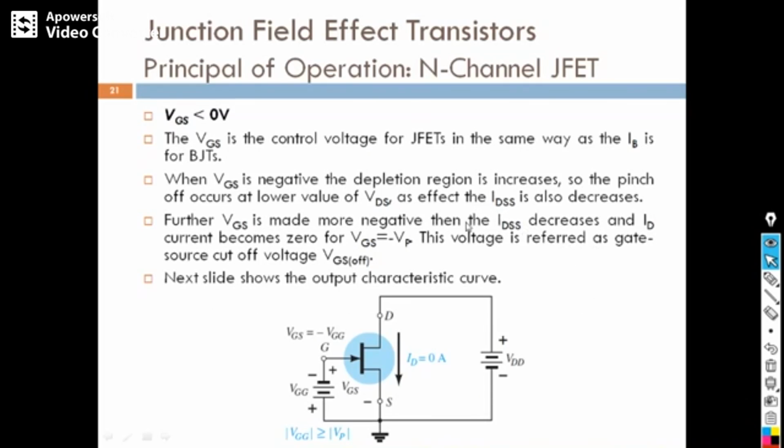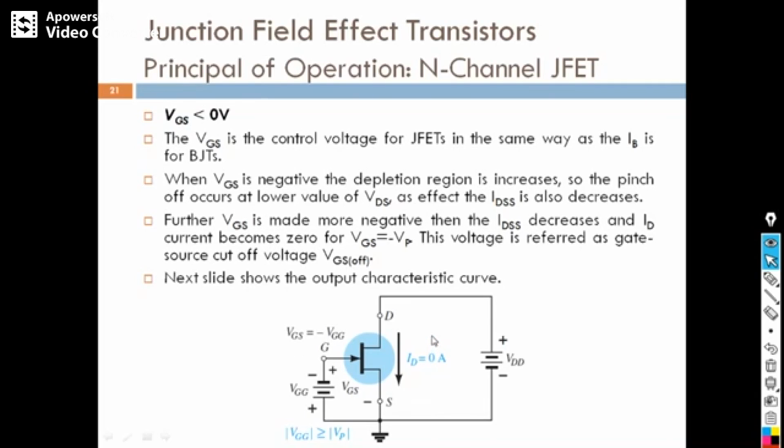So now we saw the operation with VGS equal to 0. Now if we reduce VGS to less than 0 volt, here you can see VGS is connected in reverse bias, and I am giving a negative voltage here. If I reduce VGS to less than 0 volt, then the current will be further decreased.